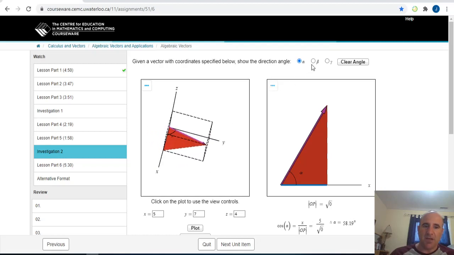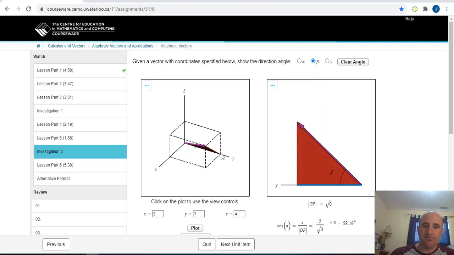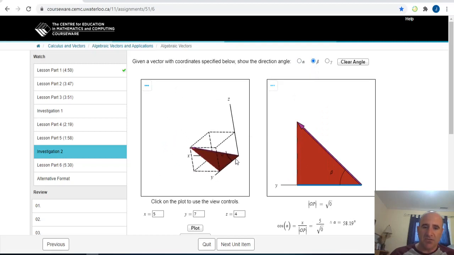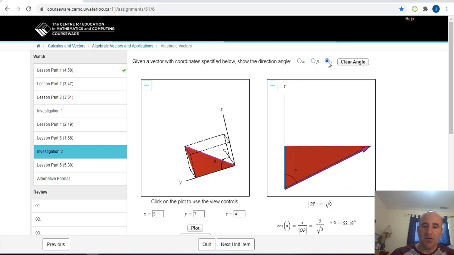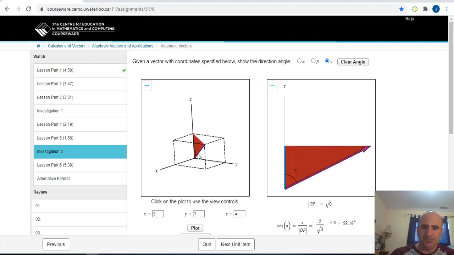I can do the same thing for beta. Okay, so here we go. If I just twist it around here, there's angle beta, and there's my vector, and so the cosine of beta is the y direction, b, divided by the magnitude of the vector, and you can see it for gamma as well.